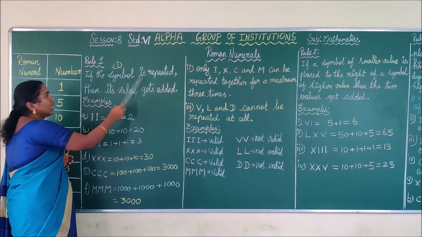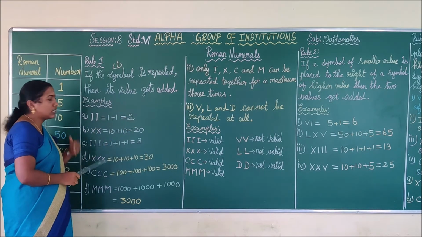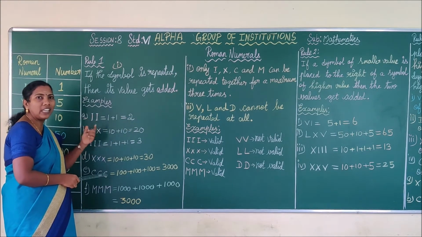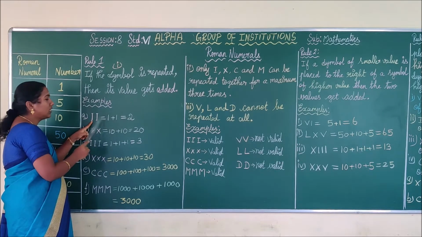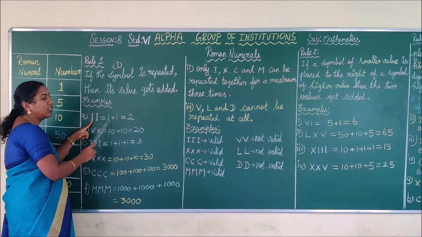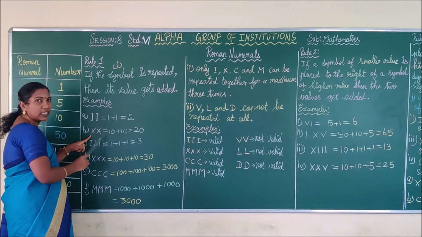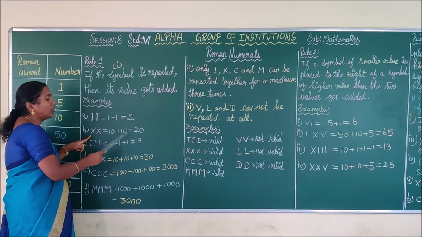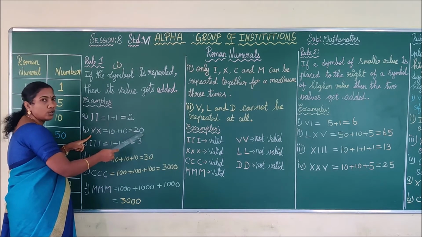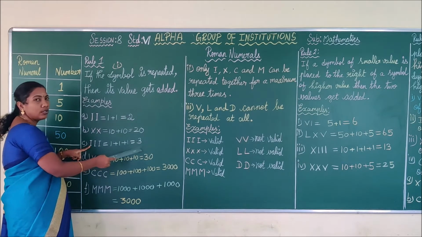If a symbol is repeated, then its value gets added. That is, if the symbol is repeated, you have to add that value. See this example. I, I. What is the value of I? 1. What is the value of I? 1. You have to add these 2 values, so you get 2. Let's see here. The symbol is repeated: X. What is the value of X? 10. Add 10 with 10. That is, you have here XX, so you have to add 10 two times. So you get the value 20. See here. I is repeated 3 times. So 1 plus 1 plus 1 equals 3. See here.